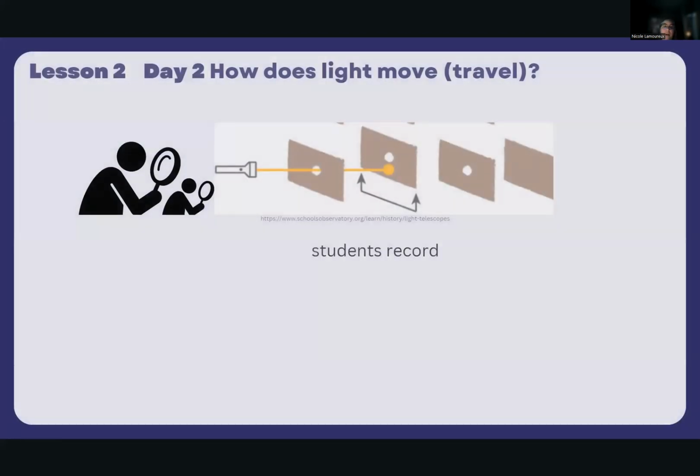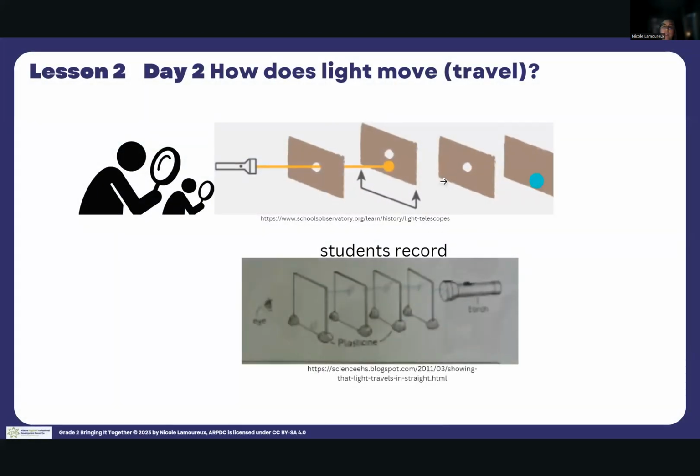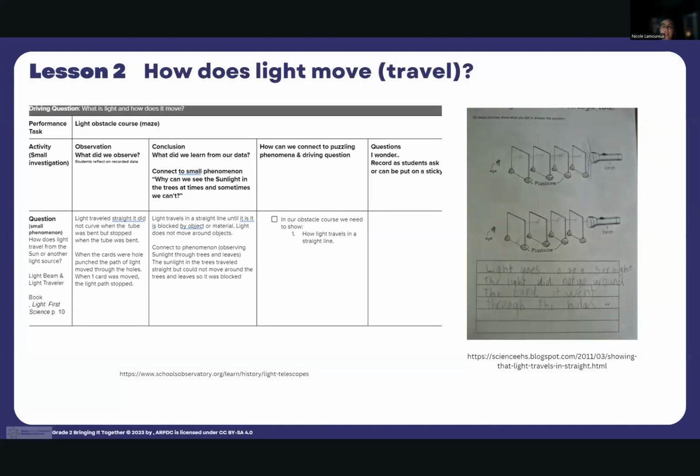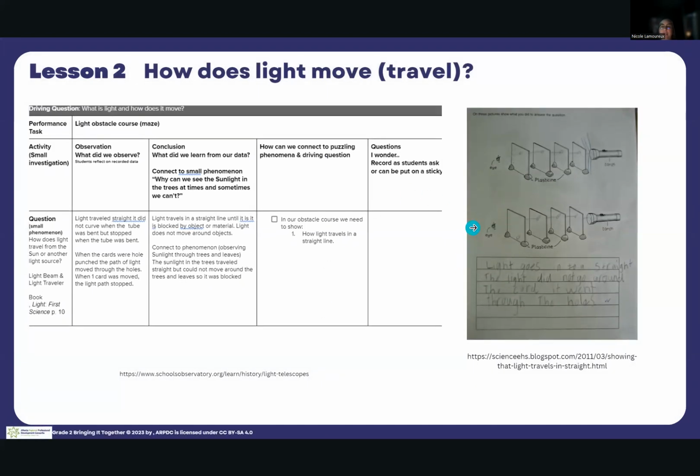Then in the second part, they can either pull the card out as it is here, or put a card without holes at the very end. Then they record that and draw the path of light. So then in the learning summary table, the purpose of doing this is to get them to draw their conclusions.